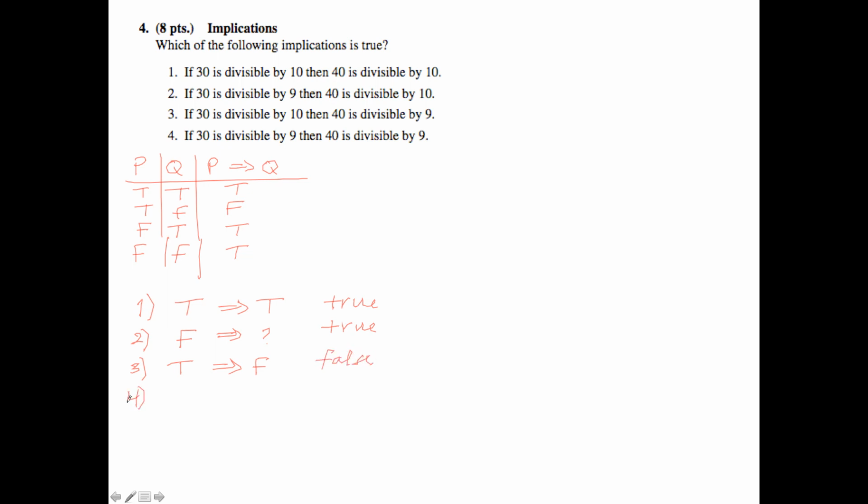In the fourth one, if 30 is divisible by 9, this is false. Therefore, again, it doesn't matter what it implies. From our truth table, P implies Q is true.